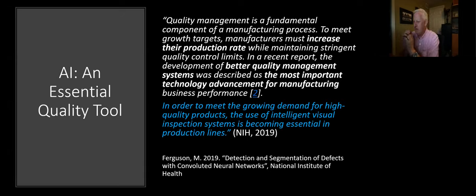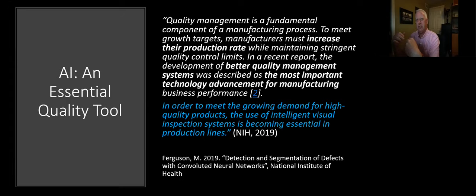I found an article from the National Institute of Health last year that pointed out that quality management is a fundamental component of the manufacturing process. That's good for you guys because you're looking for jobs in quality management. So it's not going away as a profession. But to meet growth targets, manufacturers are increasing their production rate. That's absolutely true, whether it's for robotics or other automated production, or even just pure lean tools making things more efficient and increasing output rates. You have to compete with bigger and bigger companies using robotics and so on. And so production rates have to increase.